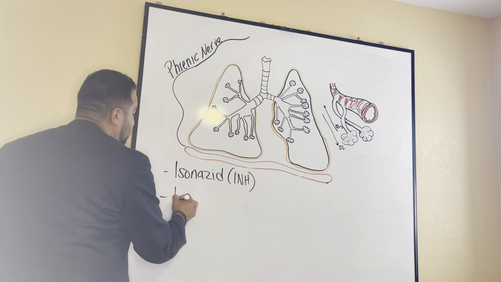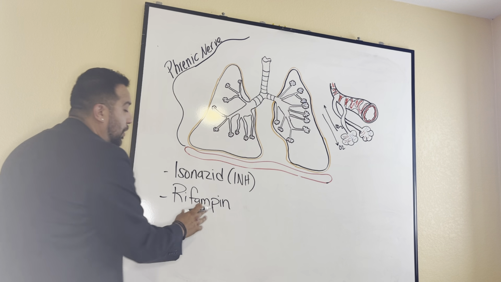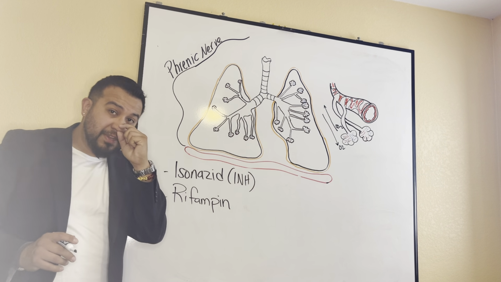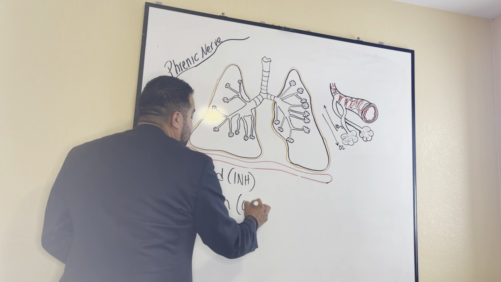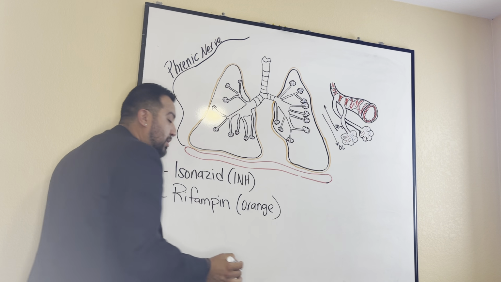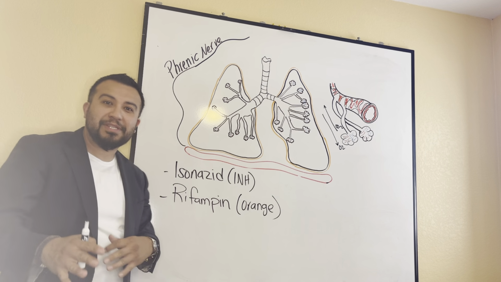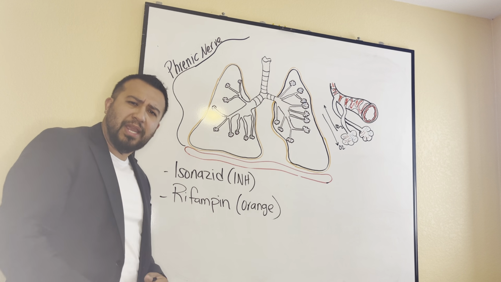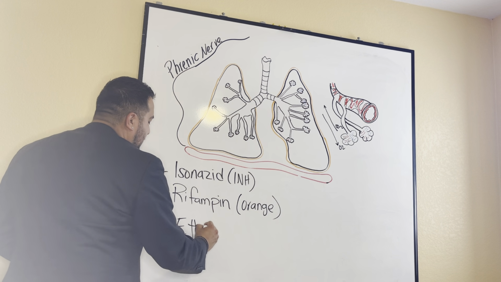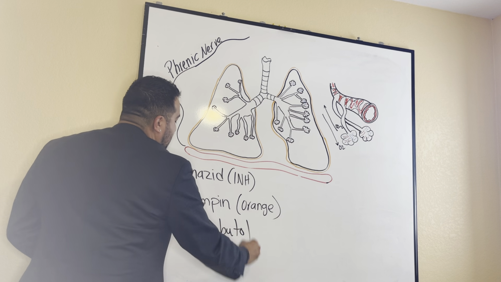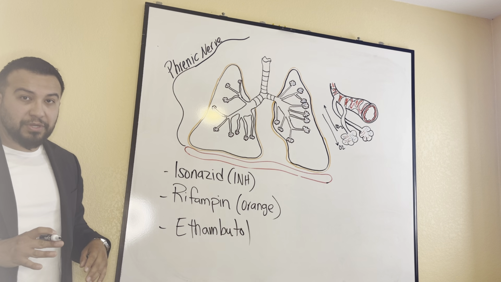We can also give rifampin. Rifampin is also a very highly aggressive antibiotic, and keep in mind that rifampin turns your bodily fluids orange. You want to educate your patient about that, because if not, when they urinate and see that it's orange, that's going to be a potentially distressing situation. So you educate them that it's expected. And then another drug that we give is known as ethambutol. These are your first-line antibiotic therapies for patients with tuberculosis.